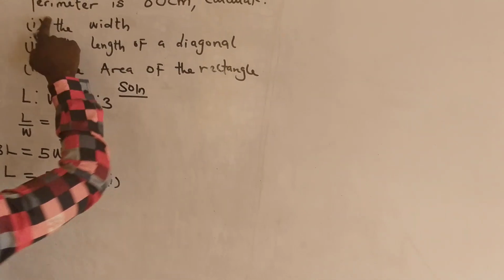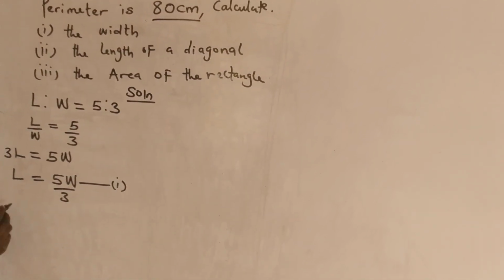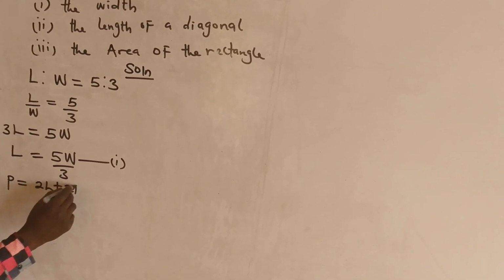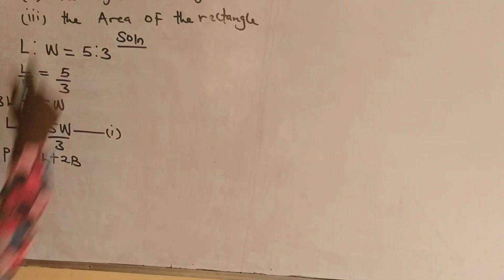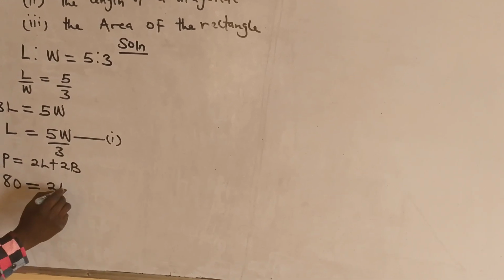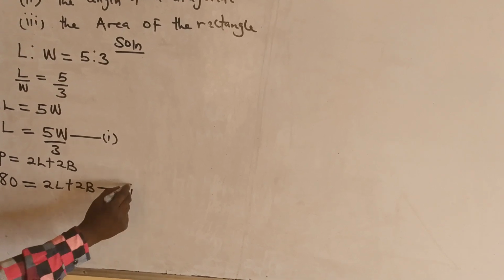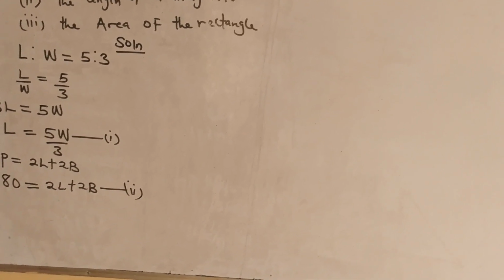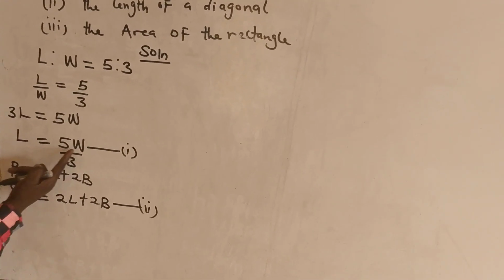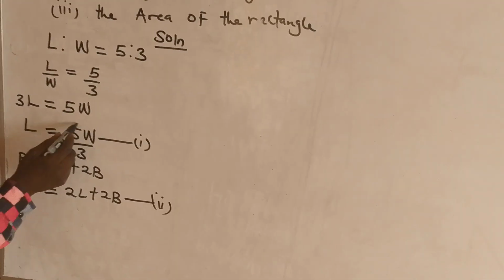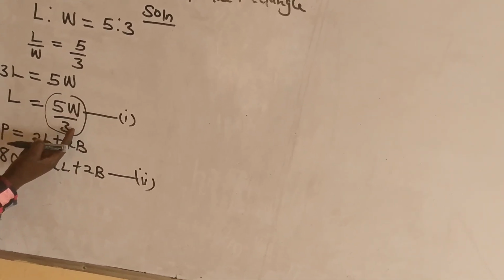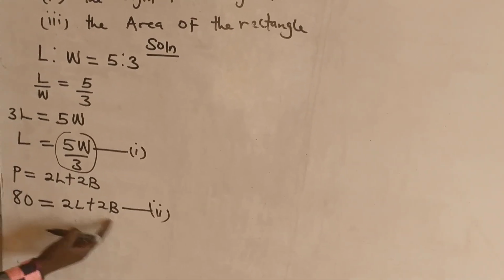From the second sentence, if the perimeter is 80, calculate the width. The perimeter of a rectangle is 2L plus 2B, right? The perimeter is 80, so substitute P equals 80, equals 2L plus 2B. That is our equation 2. Okay? Now you have equation 1 as L equals 5W over 3. You can substitute L equals 5W over 3 anywhere you see L in equation 2.